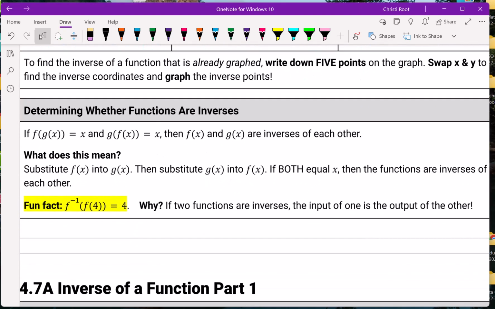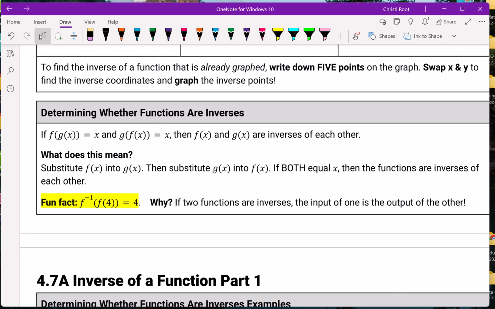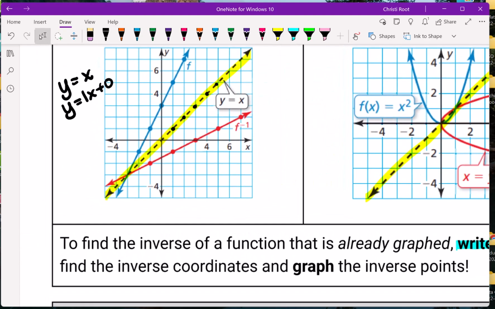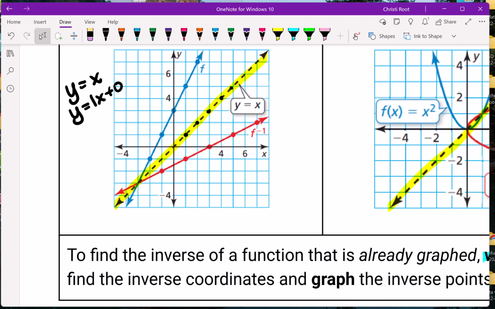Okay, just in case the inverse isn't already graphed for you, what you can do is pick out your own points, swap the x and y, and then graph them. So what does that mean? Let's pretend for a second that this red inverse function isn't graphed.